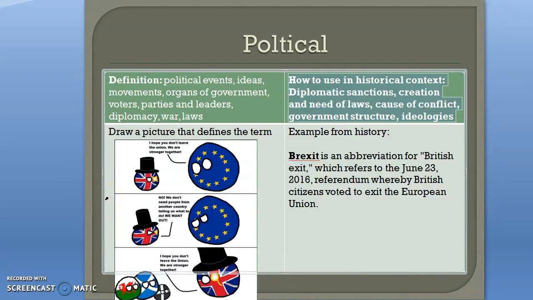An example of politics, especially with the 21st century, is the Brexit. That's where England, or excuse me, the United Kingdom, made up of England, Wales, Scotland, and Northern Ireland, with England being the dominant one, put a vote in, and the majority of the citizens, it was very close, 50-50, voted to leave the European Union.